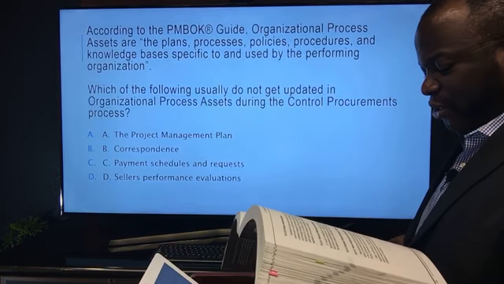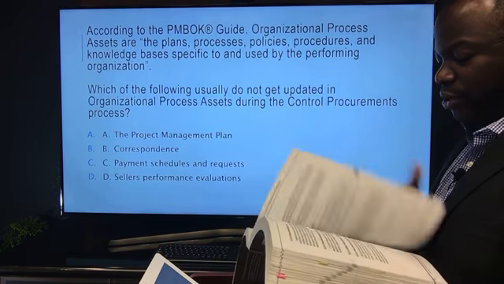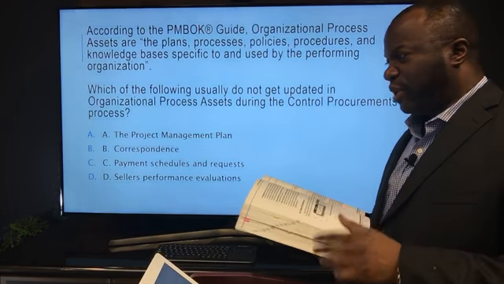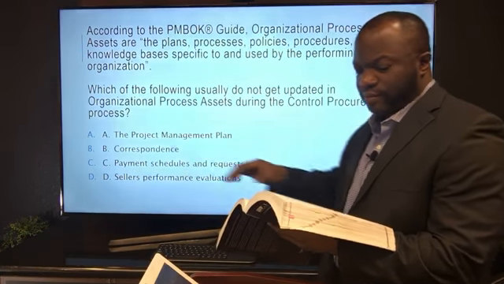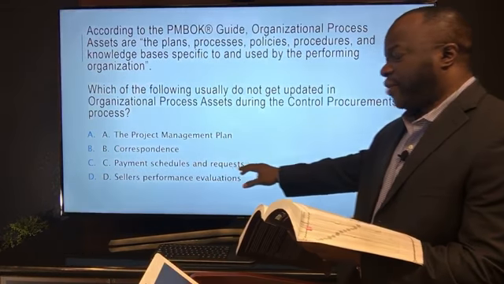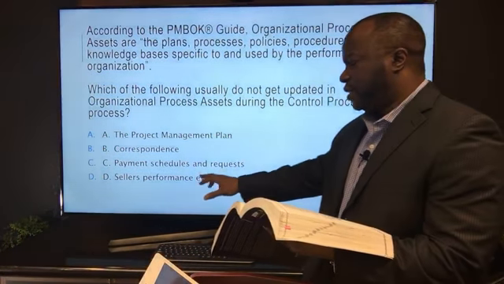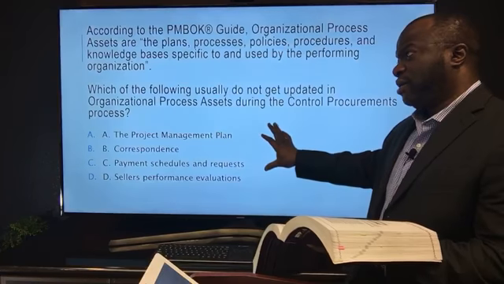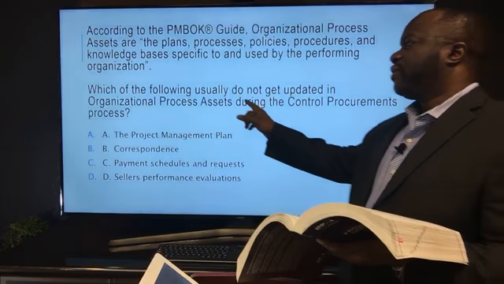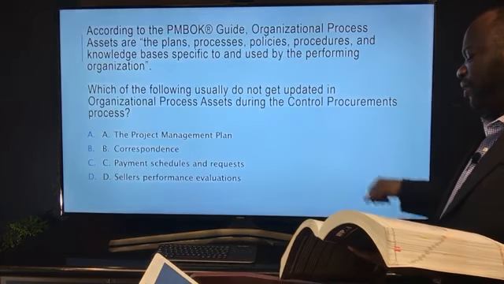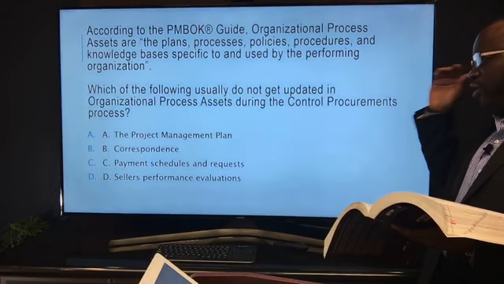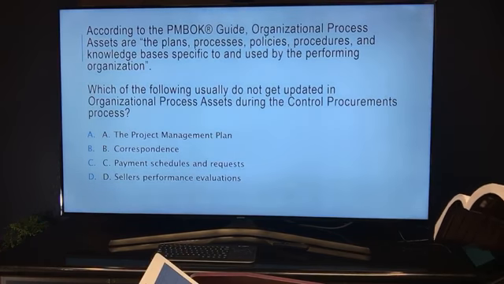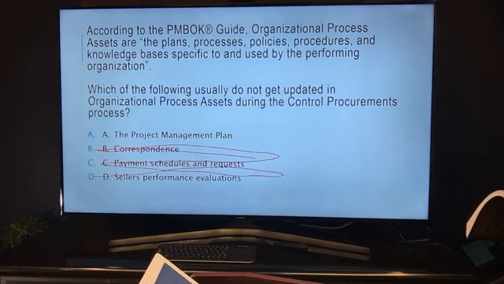It says, elements of the OPAs that may be updated include, but are not limited to, let's look at the big bullets. Correspondence, payment schedules and requests, seller performance evaluations. Taking a look at page 386, comparing that to the question, which of the following usually do not get updated, even though it says do not, trying to make you think of many things. The answer, as we can see, is going to be not D, not C, and not B.